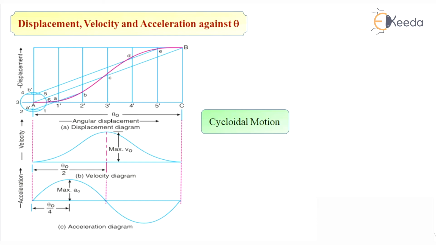Similarly, from B dash, draw a line parallel to AB intersecting the vertical lines through 4 dash and 5 dash at D and E respectively. Finally, join all the points A, B, C, D, E and B so as to get the displacement diagram for cycloidal motion. If you look at the velocity diagram, you can see the velocity is maximum at theta 0 by 2 and the acceleration is maximum at theta 0 by 4 intervals of cam rotation.